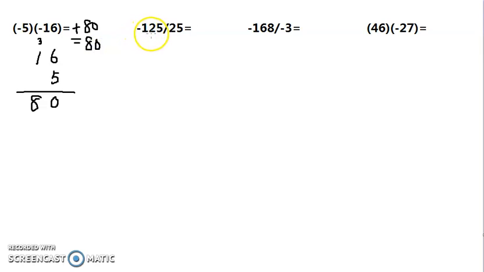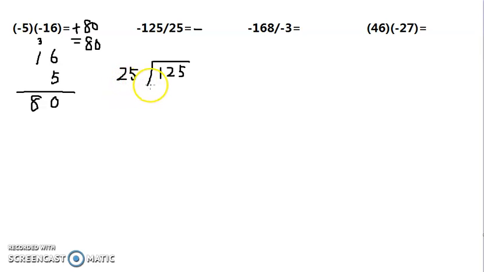So next we're going to do a division. And we have -125 divided by 25. So negative divided by positive is going to give us a negative. Now we're going to divide 125 by 25. Again, if you can see the answer, you can go ahead and write it down. Otherwise, you can do long division. 125 divided by 25. So recall how we do long division.